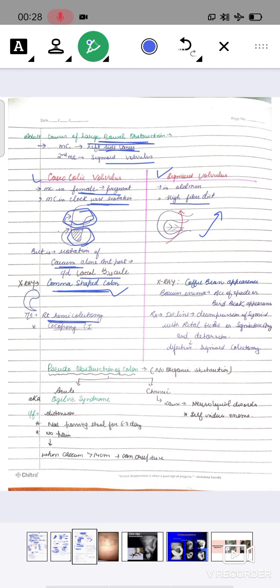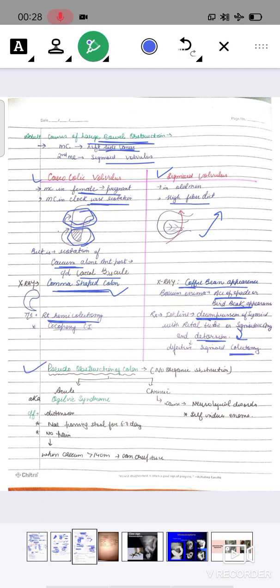Whereas in sigmoid volvulus, on X-ray there will be a coffee bean appearance, and on barium enema there will be an ace of spade or bird beak appearance. Basically, the treatment of sigmoid volvulus will be decompression and detorsion, and after that we will go for a colectomy.